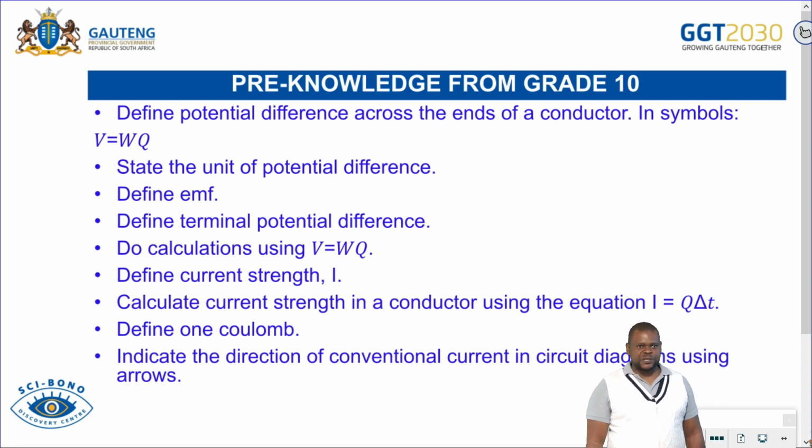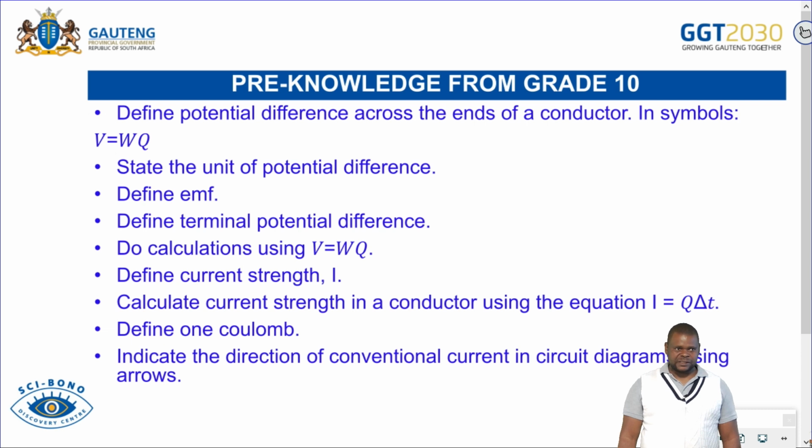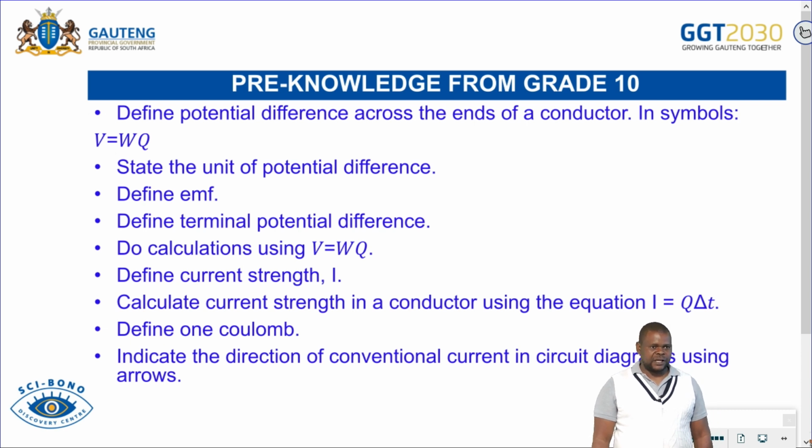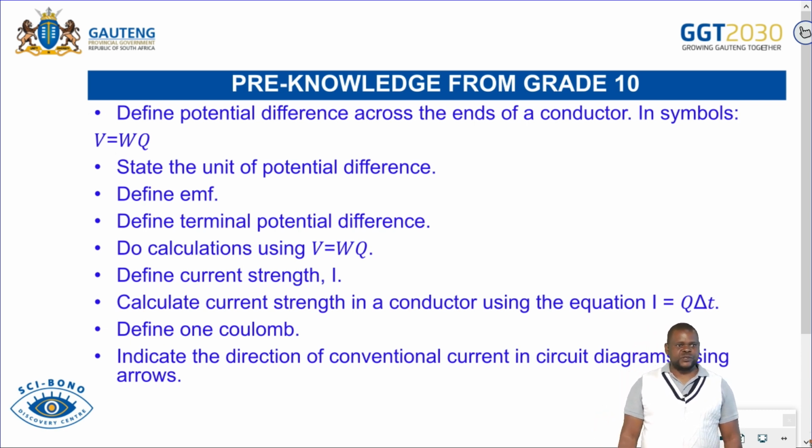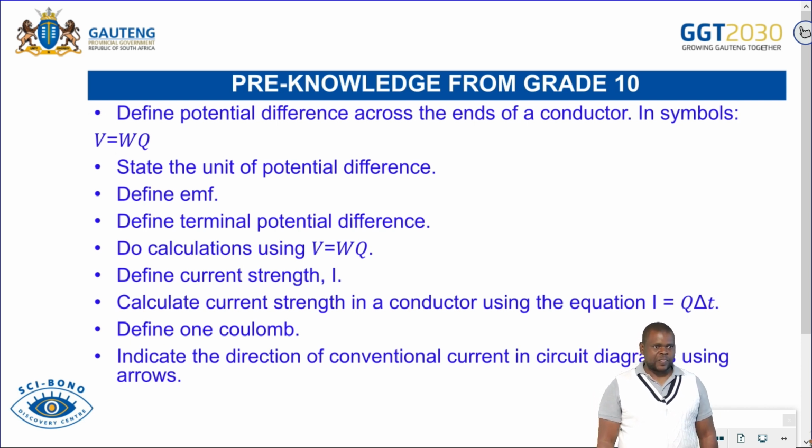The following: define the potential difference across the ends of a conductor. In simple terms, potential difference is equal to work divided by charge. Again, you must be able to state the potential difference, define EMF, define terminal potential difference, and do calculations using potential difference equals work divided by charge. Define current strength, and calculate the current strength in a conductor using the equation current is equal to charge divided by time. Define 1 coulomb, and indicate the direction of conventional current in a circuit diagram using arrows.